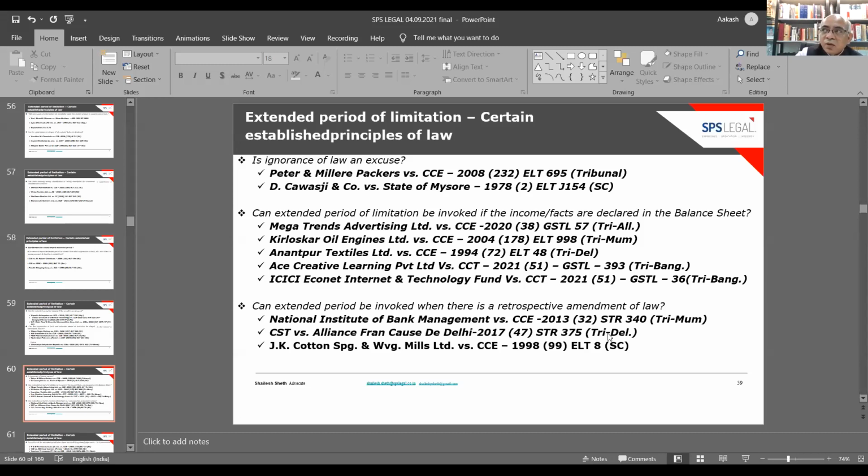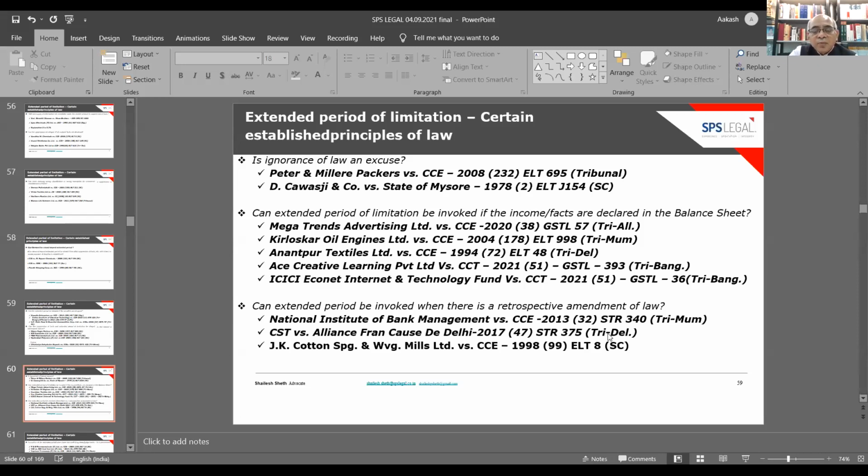There is no final concluding ruling on this, but it is too easy to accept, or maybe too difficult to accept, the proposition that ignorance of law is not an excuse. One can still plead ignorance of law in complying with the law, particularly when a law like GST is undergoing massive and frequent amendments. Ignorance of law can become a handy argument in a given case.